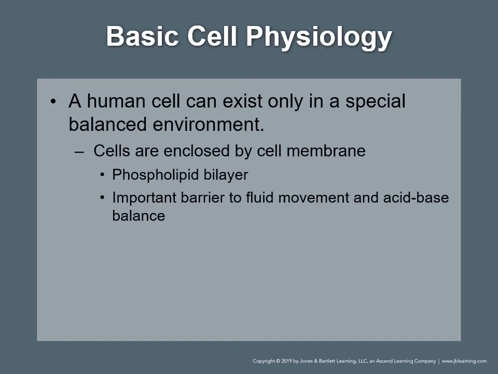Basic cell physiology. This provides an understanding of how administering fluids to a patient can be beneficial. A human cell can exist only in a special, balanced environment. Because cells are completely enclosed by a cell membrane, compounds must move through the membrane to enter a cell. The composition of the cell membrane allows it to have selective permeability. The cell membrane is a phospholipid bilayer, which is an important barrier to fluid movement and the acid-base balance.